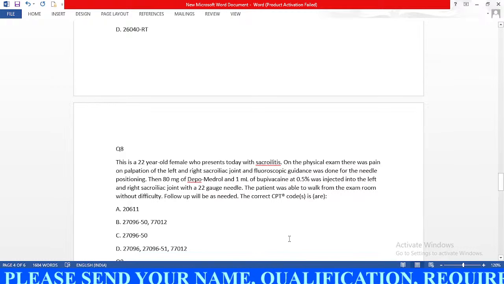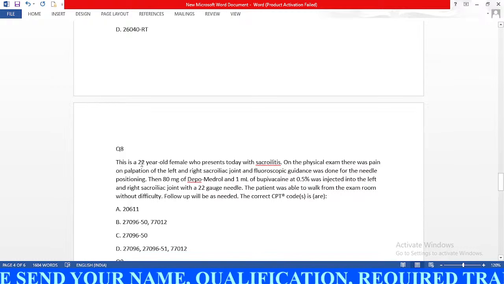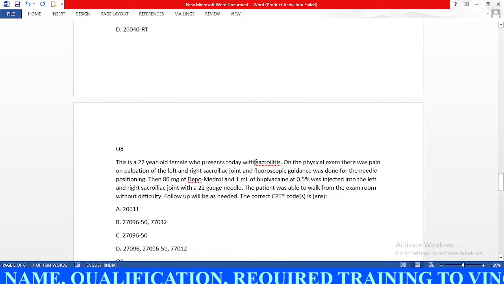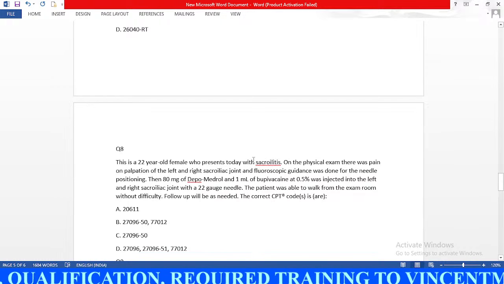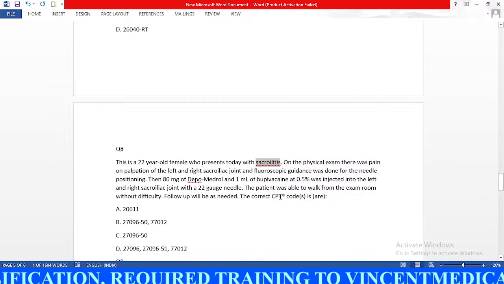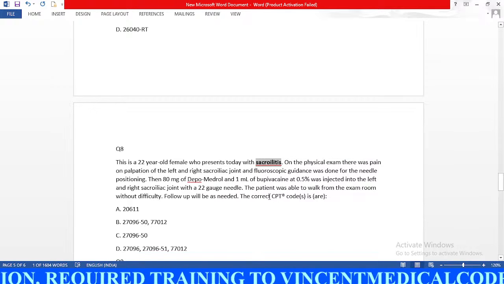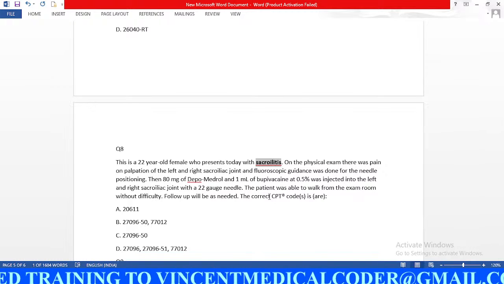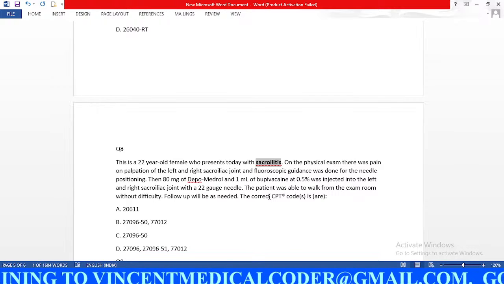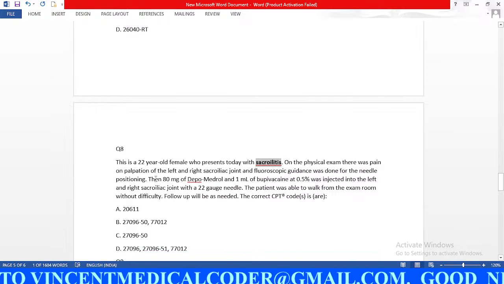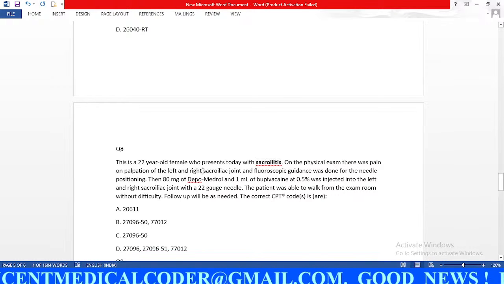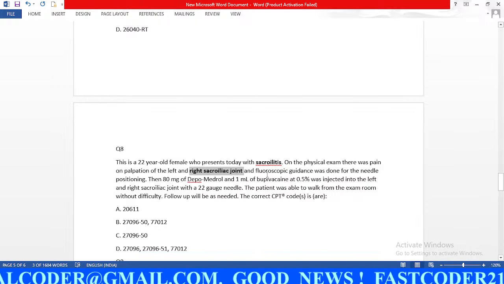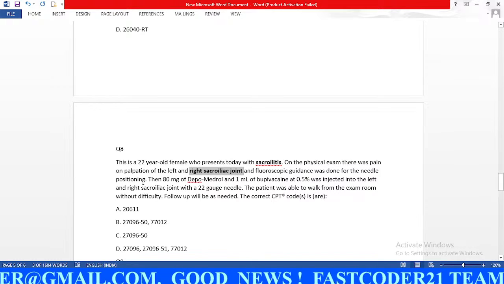So we will discuss question number 8 now. This is a 22-year-old female who presents today with sacroiliitis. Whenever you see the condition, you need to understand the condition. Sacroiliitis means inflammation of the sacroiliac joint. On the physical exam, there was pain on palpation of the left and right sacroiliac joint. So this is the medical necessity for this procedure, and fluoroscopic guidance was done for the needle positioning.